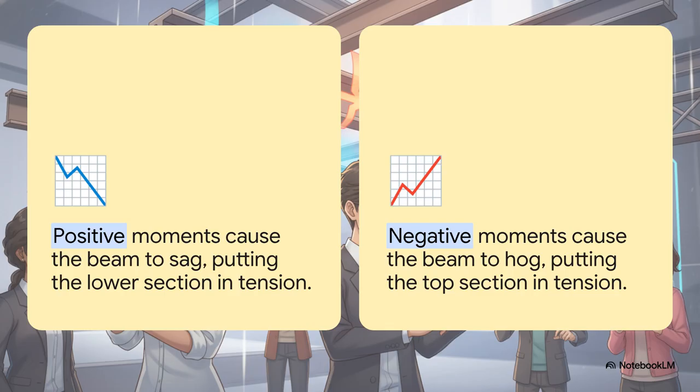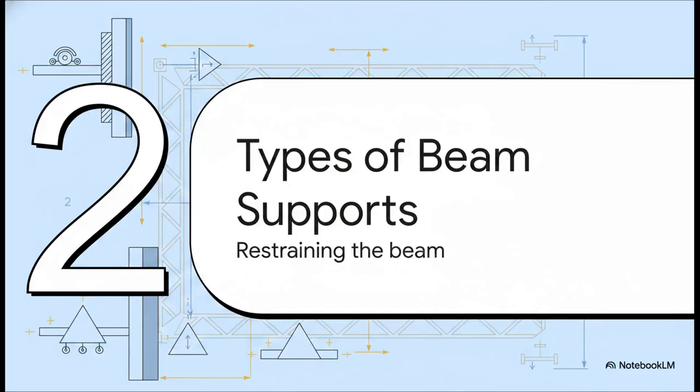Positive, right? On the flip side, if the moment forces the beam to arch upward, like a scared cat, putting the top into tension, that's hogging. That is a negative bending moment. Think of a frown. Seriously, just remembering the positive smile and negative frown is going to save you a massive headache later on. Moving on to step 2, types of beam supports.